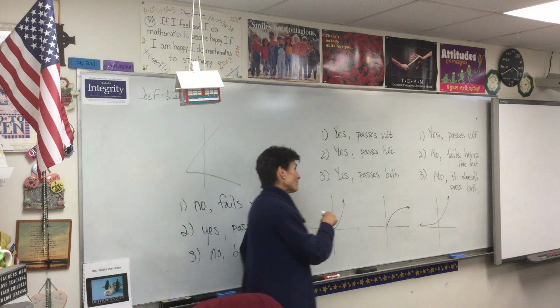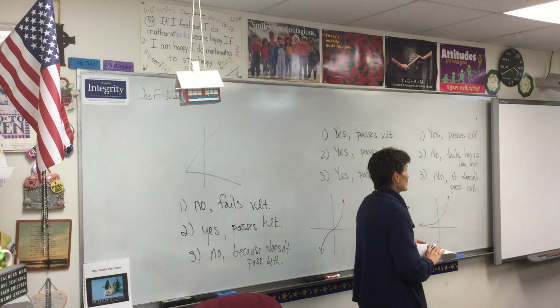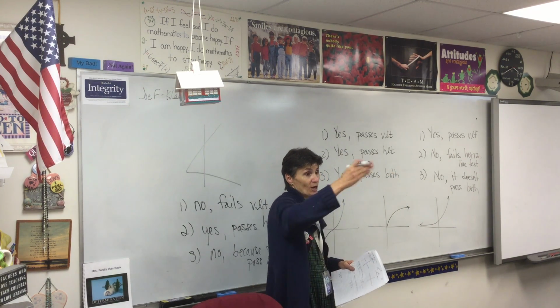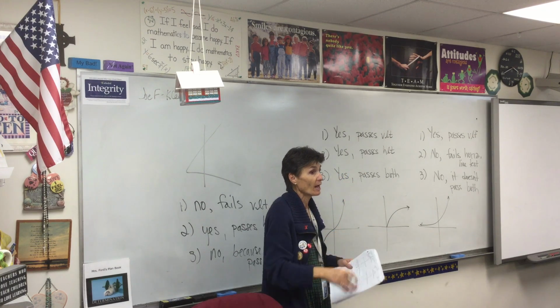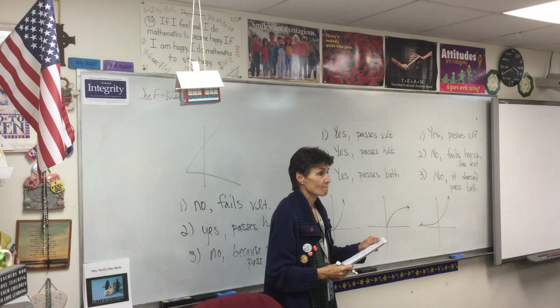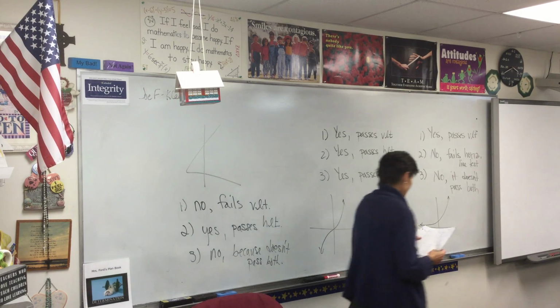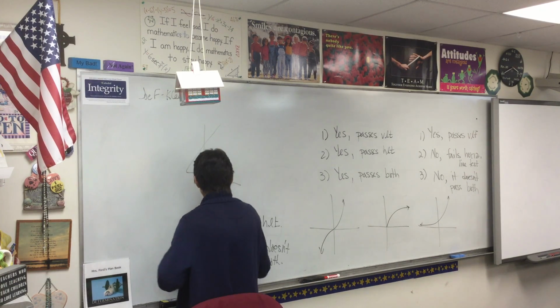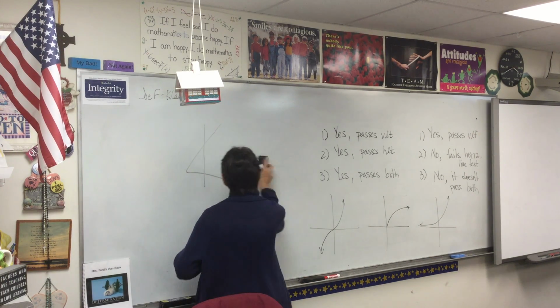So some of our BFFs are 1-to-1 and some of them are not. To be 1-to-1, you can check it real quick. You just check the vertical line, check the horizontal line. It's got to pass both. Got it? Okay. Now we're going to sketch some inverses. This is easier than you can possibly imagine.